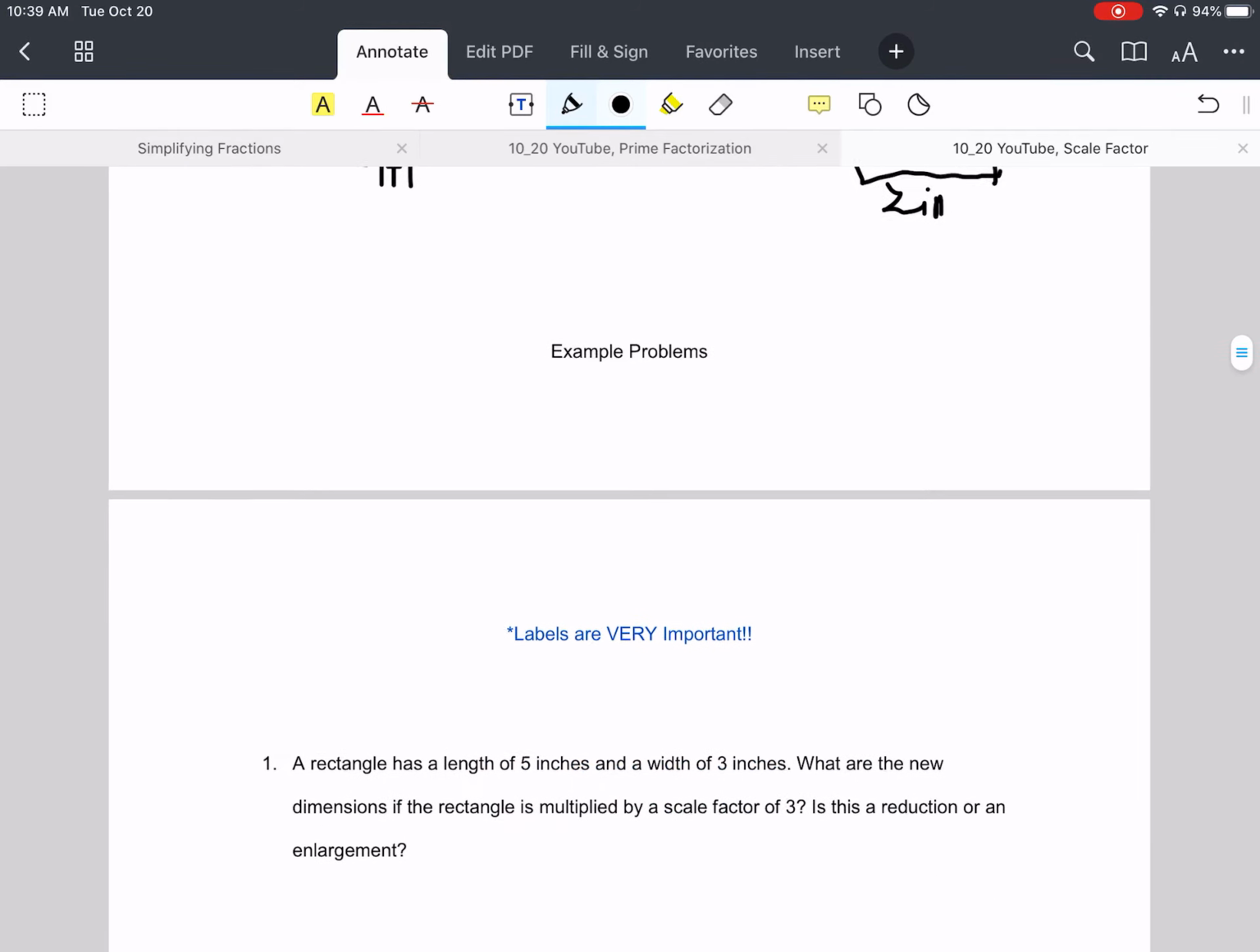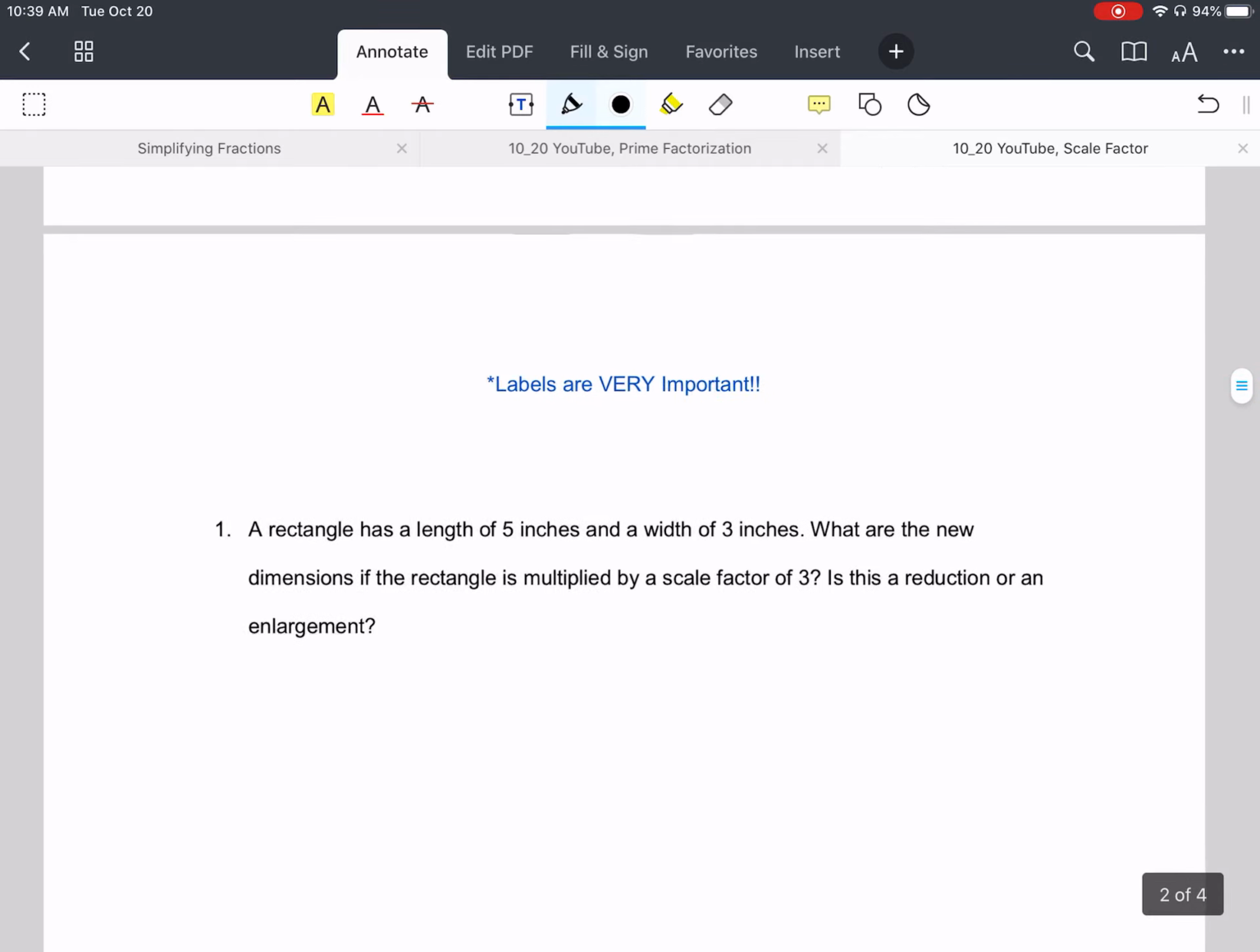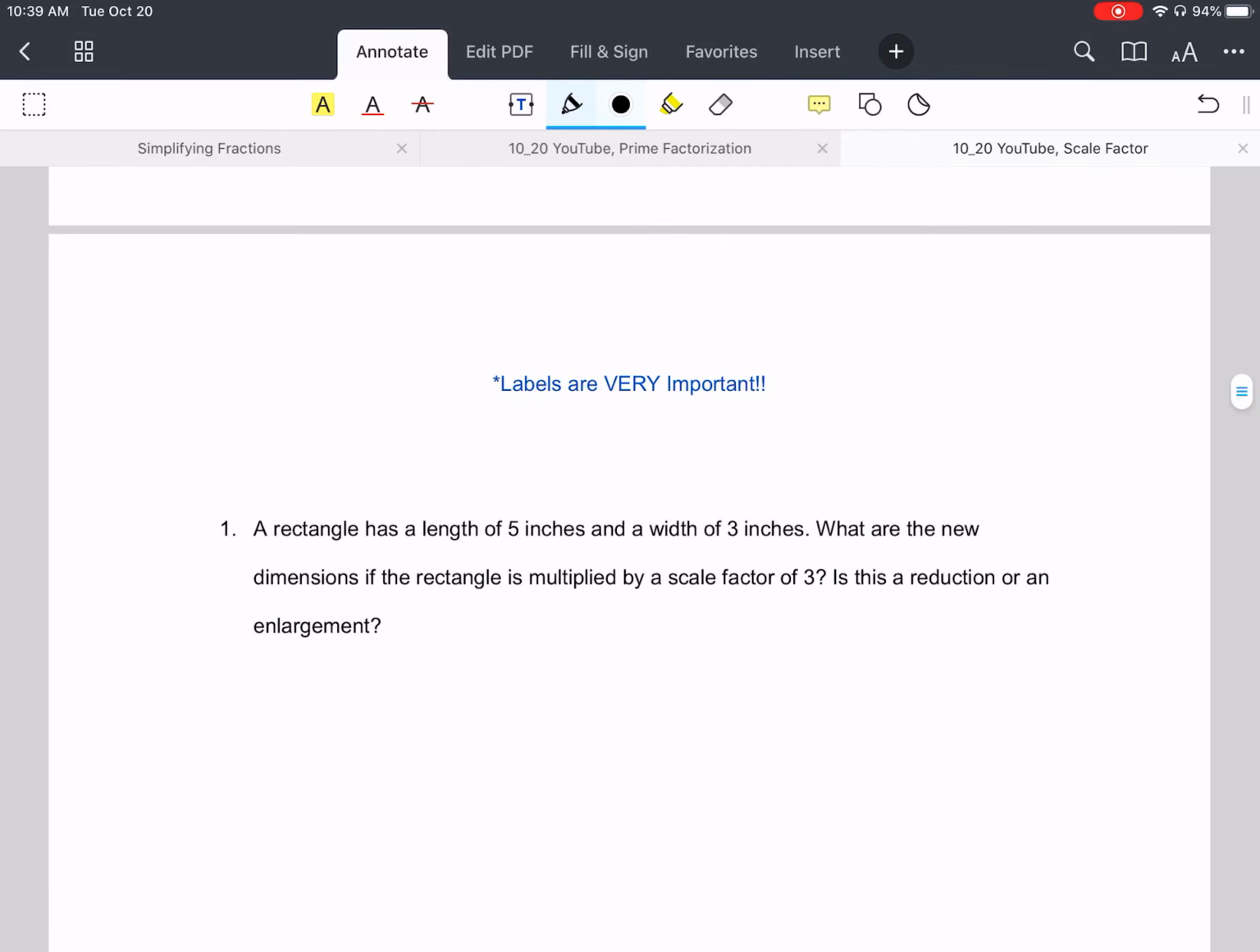All right, moving on to the examples. Labels are very, very important. So an example would say a rectangle has a length of 5 inches and a width of 3 inches. What are the new dimensions if the rectangle is multiplied by a scale factor of 3? So we are studying this rectangle, but we need it to be a little bit bigger. Maybe it's going to go on a poster or something. So we are going to multiply the length and the width of the rectangle by 3.